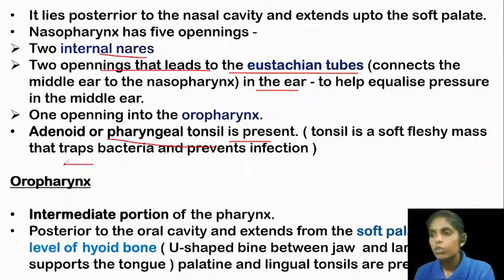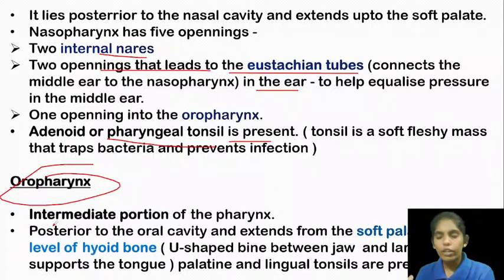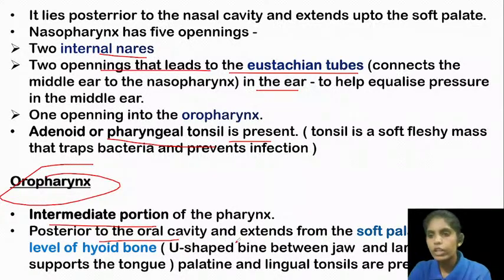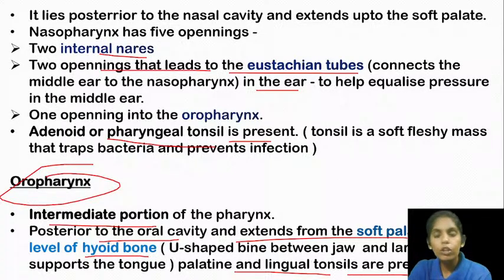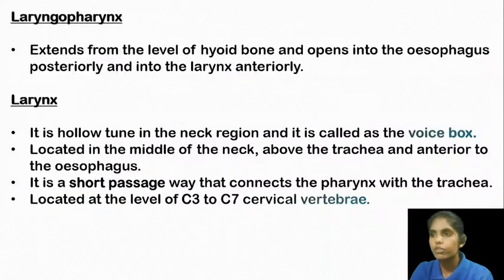Now let us come to the oropharynx. The oropharynx is the intermediate portion, and it extends from the soft palate to the level of the hyoid bone. And as the nasopharynx contains pharyngeal tonsils, the oropharynx contains palatine and lingual tonsils. Okay, you remember the difference. There the adenoid tonsils are present, here the lingual and palatine tonsils are present.